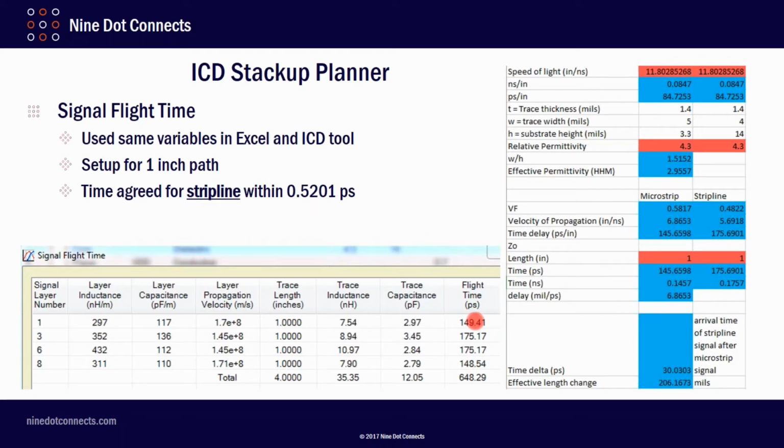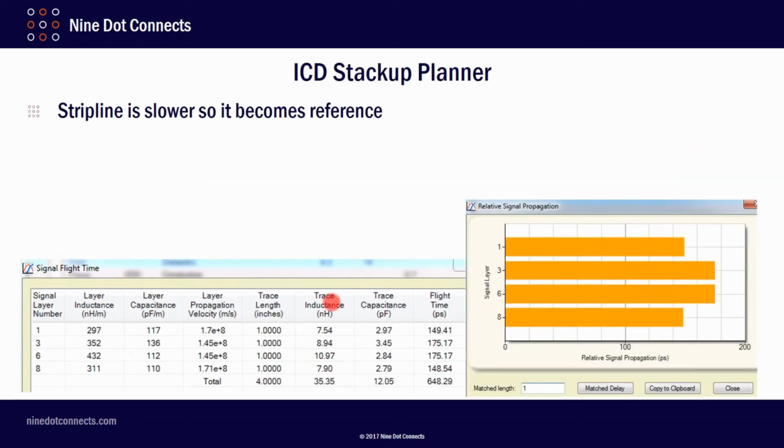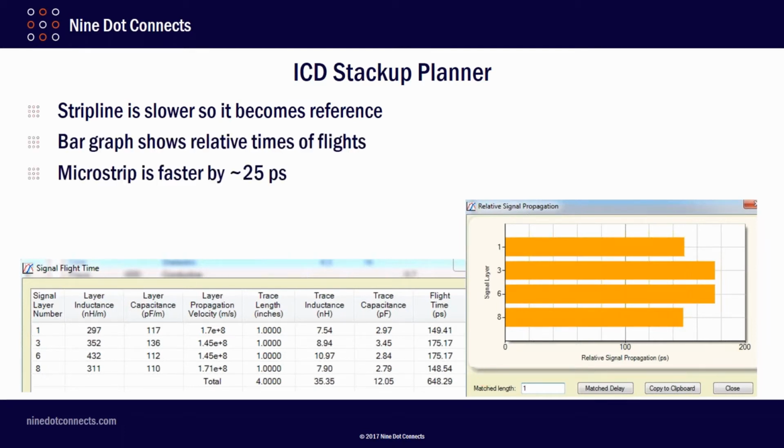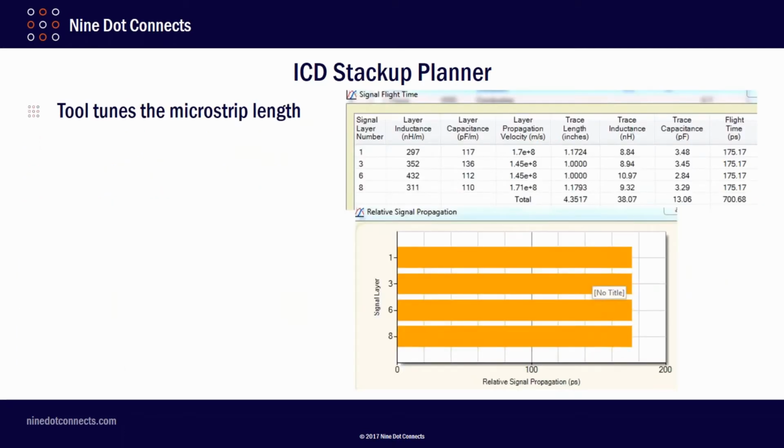Again, remember we said that the effective permittivity is lower on a microstrip, and because it's lower, the time is faster. So what's nice is this also shows you a bar graph of the relative speeds of these different traces. And it's got a little button down here, and I can just say I want to match the delay. And if I do that, it will automatically show me that 25 picosecond microstrip being faster can be tuned out.